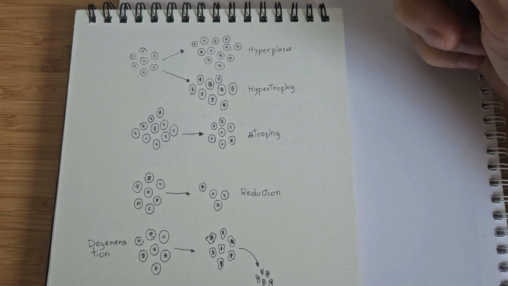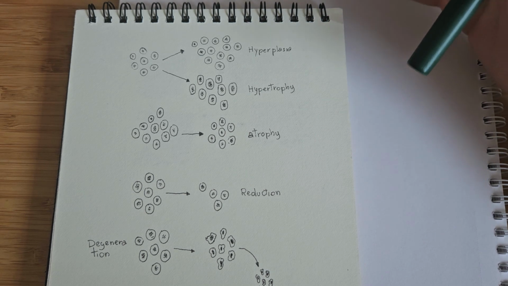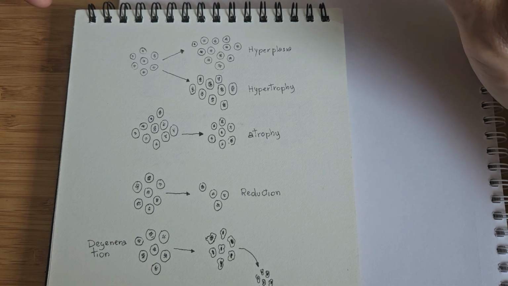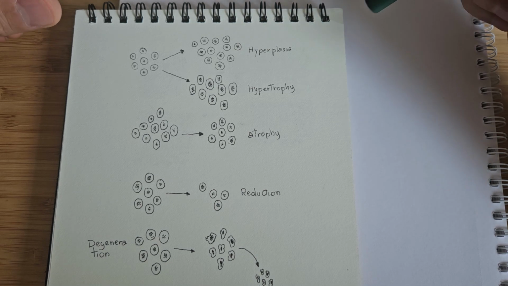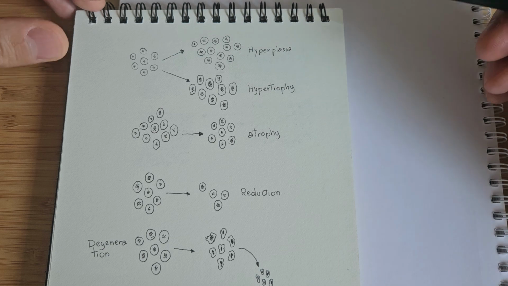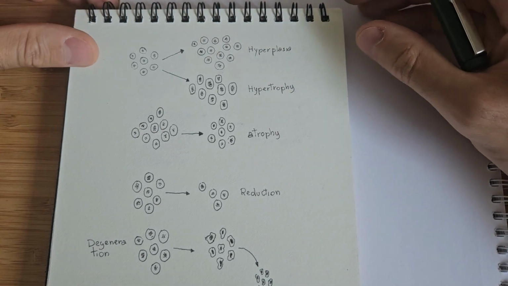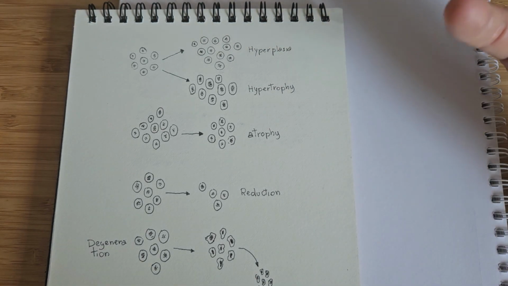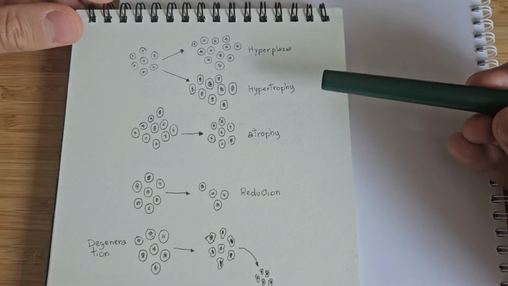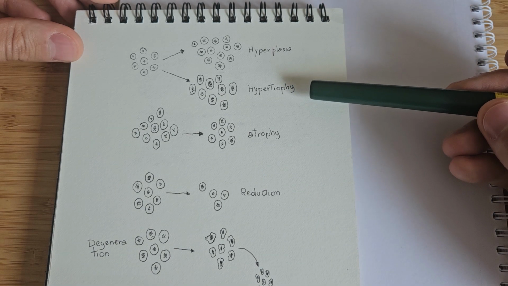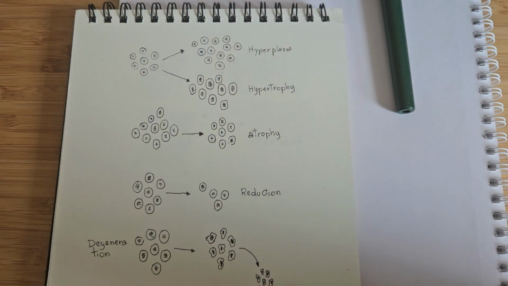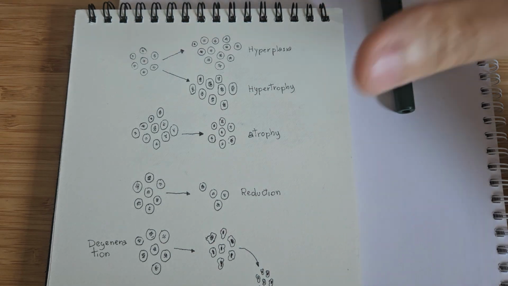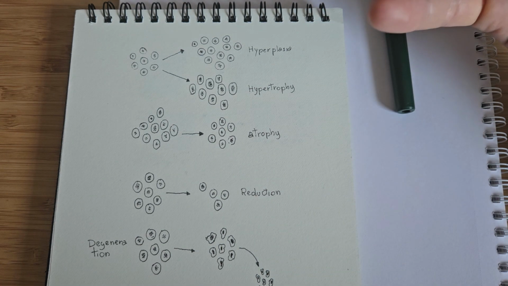But in tissues where cells can no longer divide, like the skeletal or cardiac muscle, the adaptation will take a different path, and instead of multiplying, the existing cells will enlarge to handle the increased workload. And this increase in cell size is called hypertrophy or volumetric growth, which is a classic example of the growth of the heart muscle in response to chronic high blood pressure.